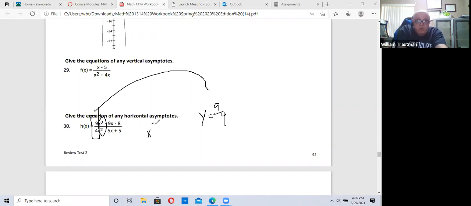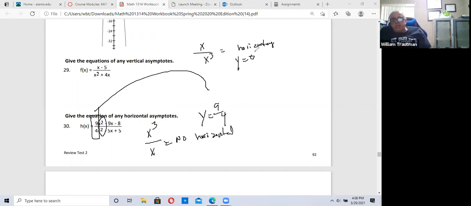And remember, if the power on top is larger than the power on the bottom, there's no horizontal asymptote. There was a slant asymptote, but we never even talked about slant asymptotes. And then if the power on the bottom is larger, then the horizontal asymptote is always y equals 0. Those are the 3 things about the horizontal asymptote.